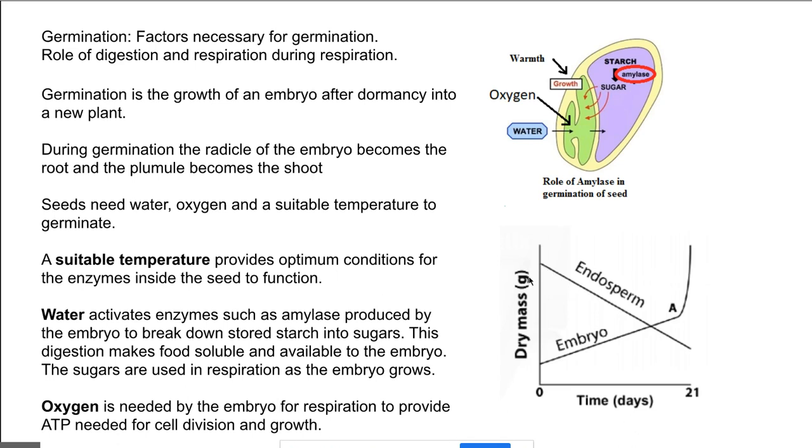And you'll notice that it's measured in dry mass, which is how heavy it will be if the water is removed. Okay, in terms of dry mass, the endosperm is getting lighter and lighter and lighter because the stored food is being converted to sugars and being respired. And the embryo is getting heavier. The embryo is gaining mass because it's growing. New cells are being made. And at this point, the dry mass really shoots up. So this is where photosynthesis begins to happen. The plumule has formed new leaves. Okay, so it's manufacturing energy, sugar molecules at a fast rate.